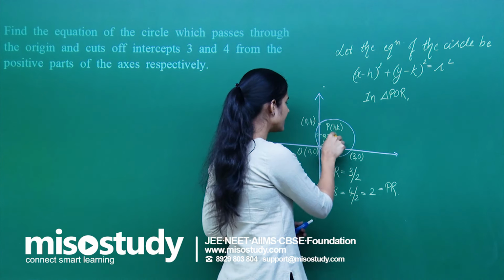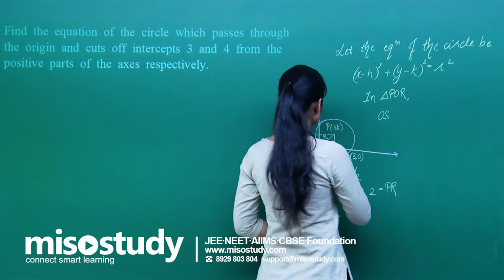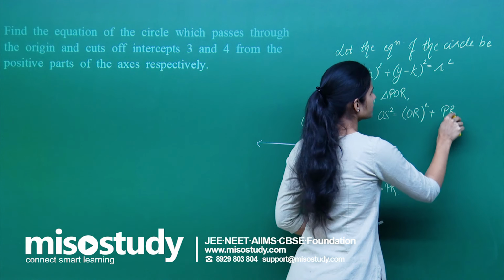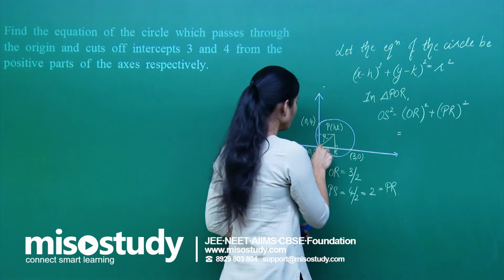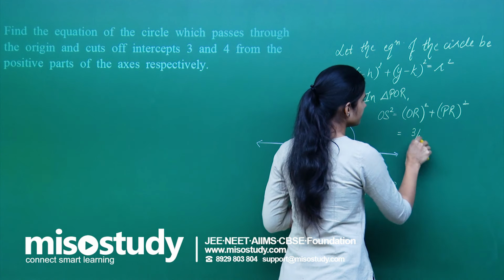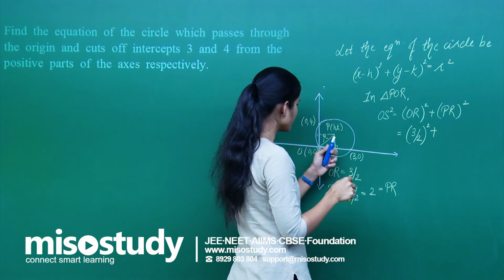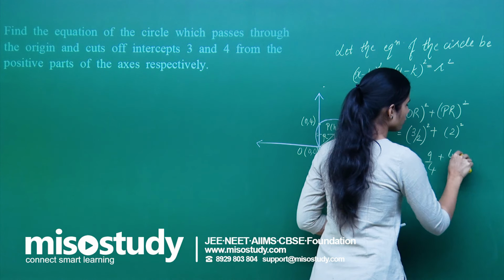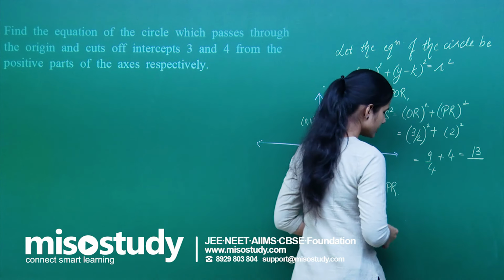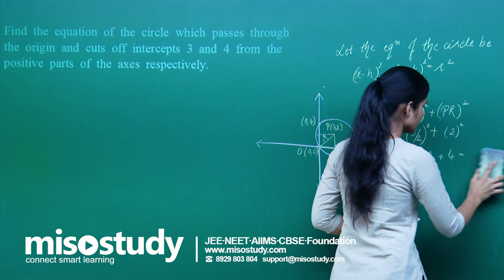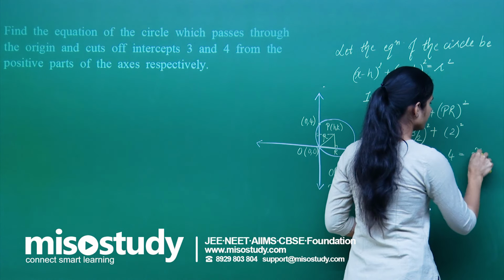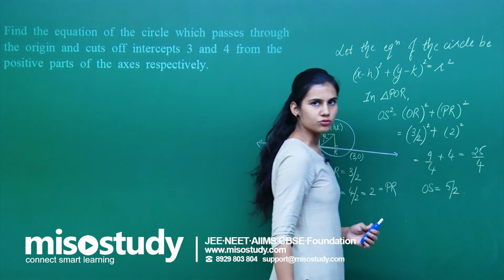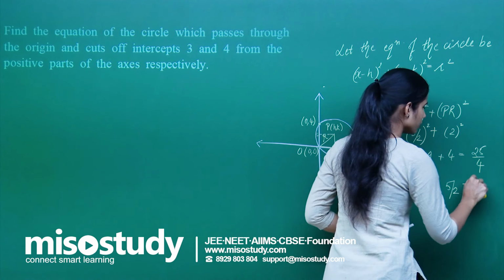In this right angle triangle, you can compute OS. You know that hypotenuse square equals base square plus perpendicular square. OR is 3 by 2 square plus PR square, PR is 2. This is 9 by 4 plus 4, and 4 into 4 is 16. 16 plus 9 is 25 by 4. So clearly OS is 5 by 2, and OS is nothing but the value of r.